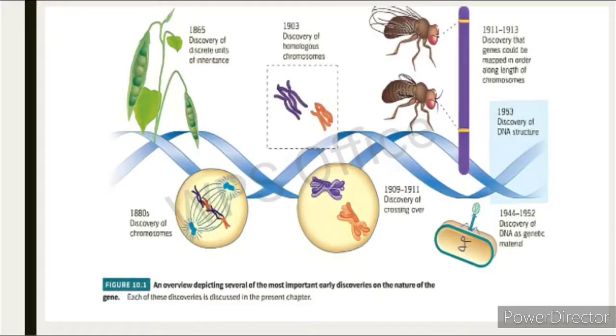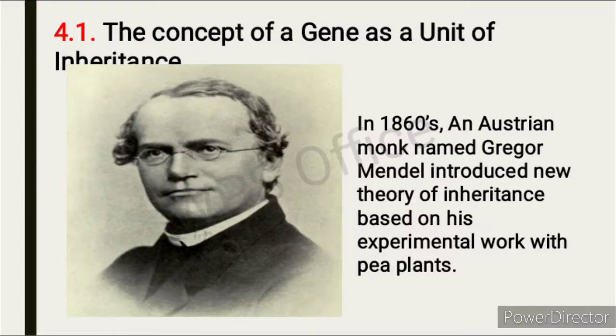This figure is an overview depicting several of the most important early discoveries on the nature of the gene. Each of these discoveries is discussed in this present chapter. First, we are going to discuss the concept of a gene as a unit of inheritance.